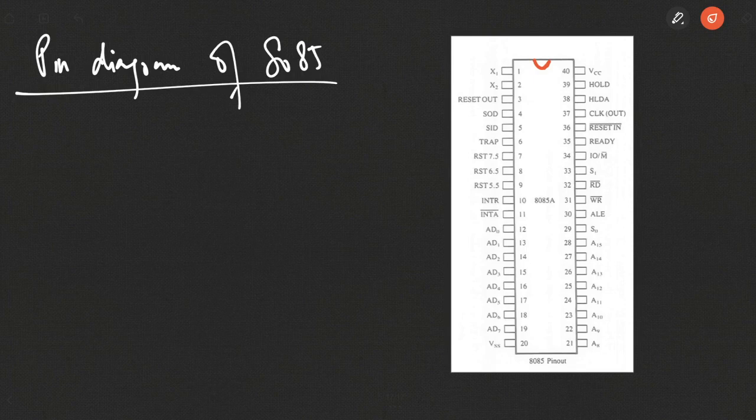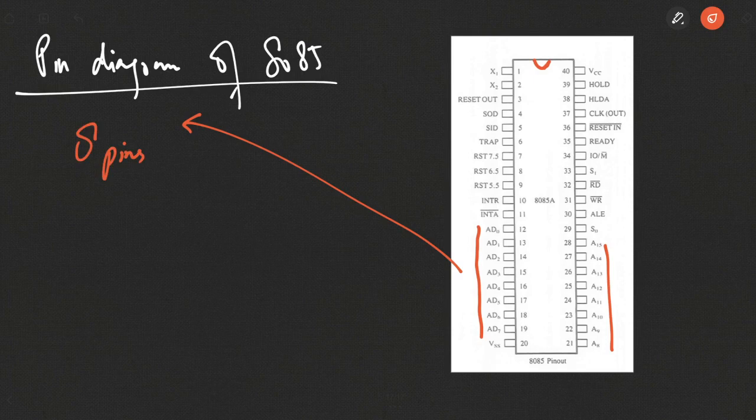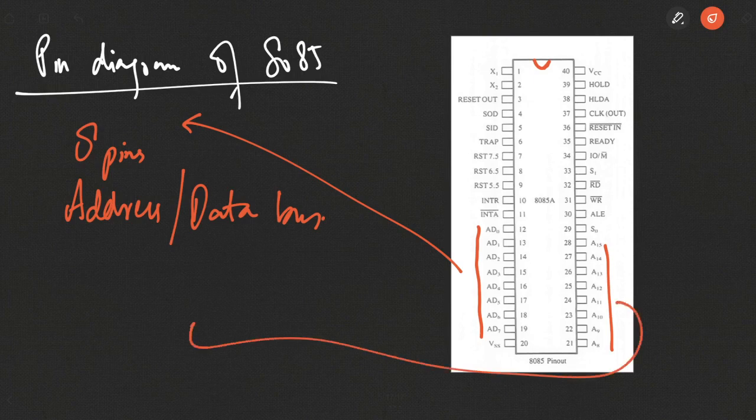One of the easiest ones to understand right now is AD0 to AD7 to start off with, and A8 to A15. As I said to you, the address bus of 8085 is 16-bit, the data bus is only 8-bit. So these 8 pins are used for two purposes. They can either be used as a data bus or as an address. While A8 to A15 will only be used for address. That makes a total of 16 pins for communication of address, while only 8 pins for communication of data.